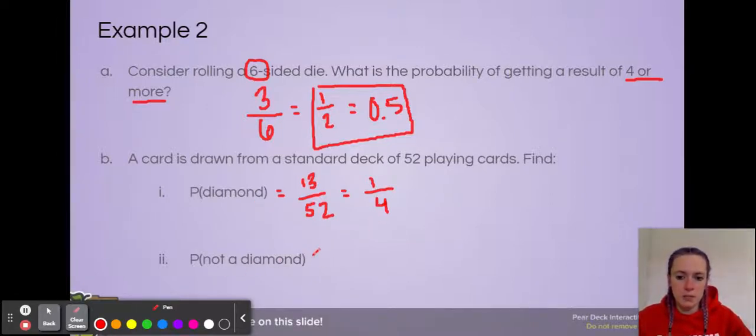For the probability of not getting a diamond, I'm looking at any of the other 3 suits. So again, I can just use the formula that 1 minus the probability of getting a diamond will get me the probability of not getting a diamond, so 3/4.